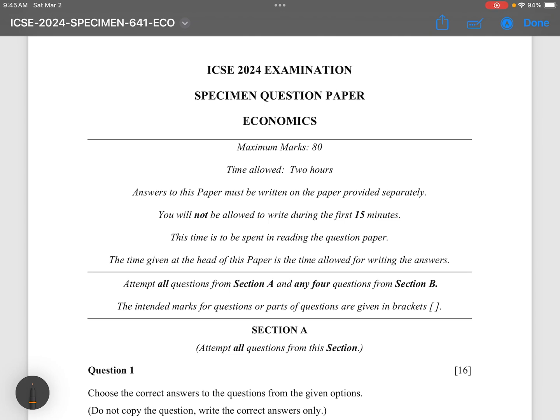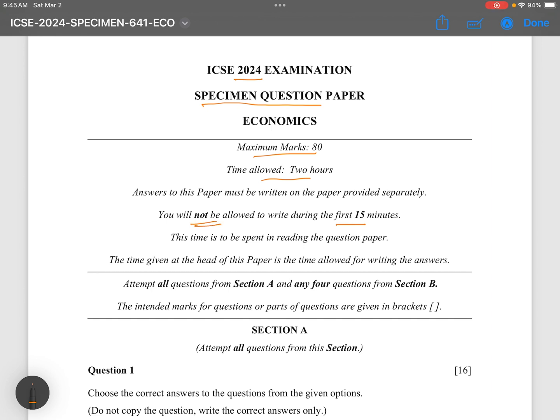Let's discuss the specimen question paper for ICSE 2024 examination. I'm going to take you through these instructions briefly first. You know that the paper is for 80 marks, time allowed is 2 hours, and you will get first 15 minutes to read the paper, but you will not be allowed to write anything here.